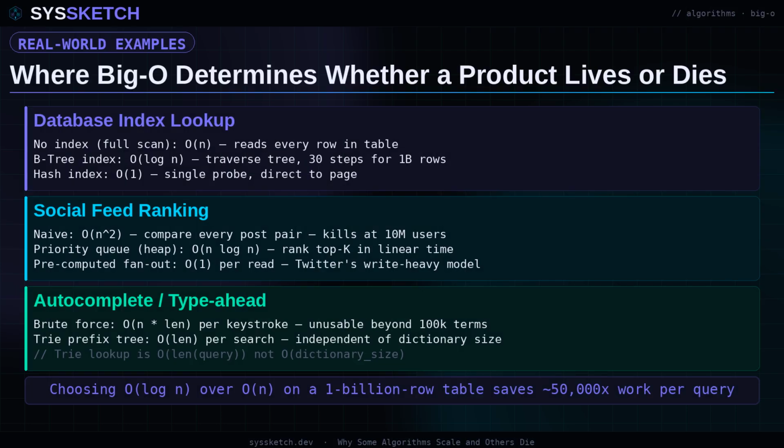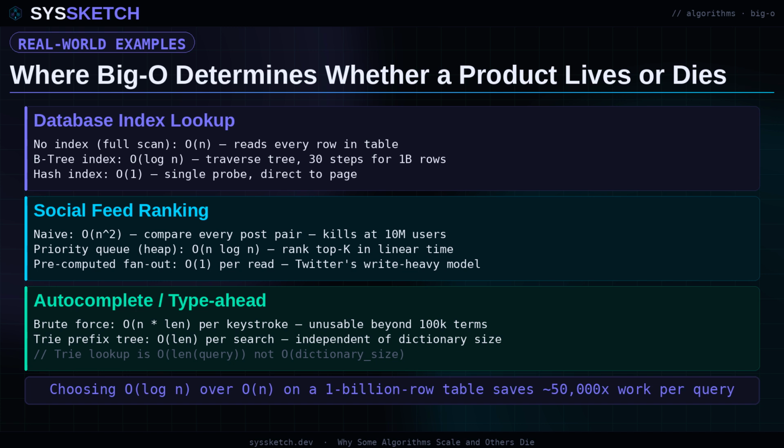Now let us ground this in real engineering decisions you will recognize. The first is database indexes. When a database has no index on a column you're querying, it does a full table scan, O of n, reading every single row. Add a B-tree index and the query becomes O of log n, traversing a balanced tree structure. 30 steps to find a record in a billion-row table. Add a hash index and certain equality lookups become O of 1. This is not a database tuning trick. It is a direct application of complexity theory.